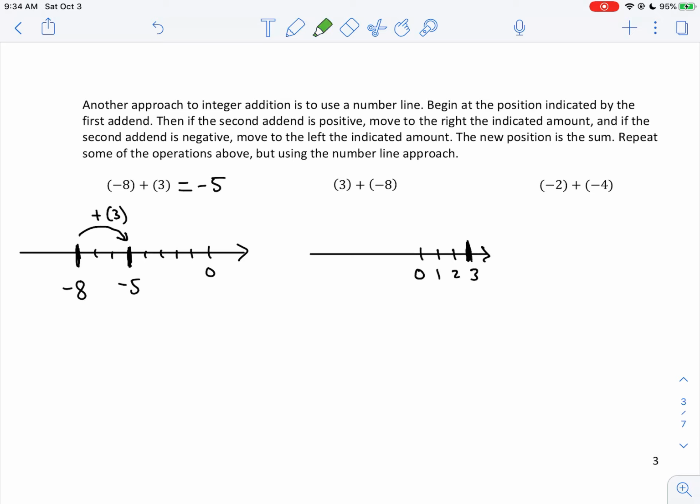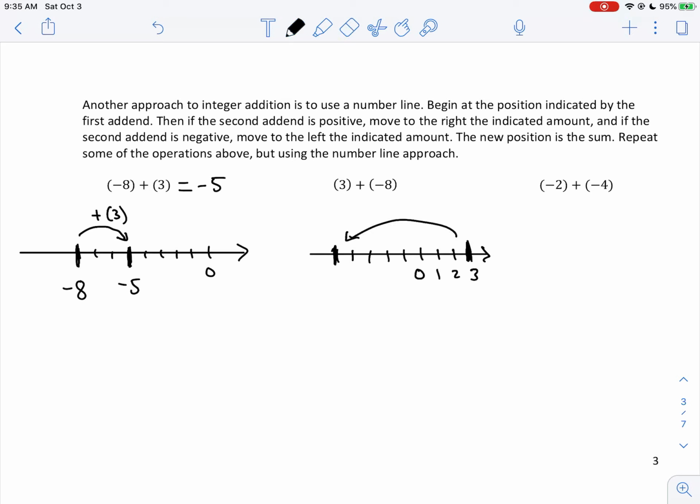And then the next line here says if the second addend is positive, move to the right the indicated amount. And if the second addend is negative, move to the left the indicated amount. And so since we're adding a -8, we want to go left 8 units. All right, so we can count them out like 1, 2, 3, 4, 5, 6, 7, 8 is where we're going to wind up.